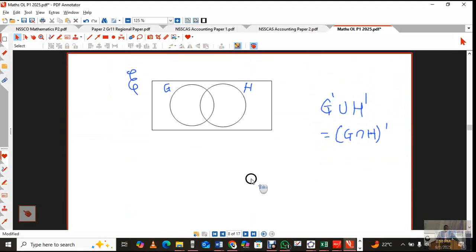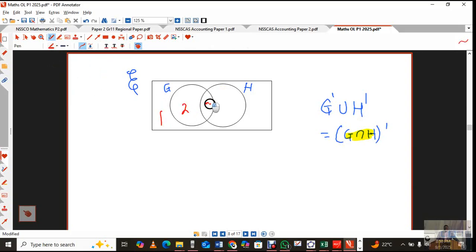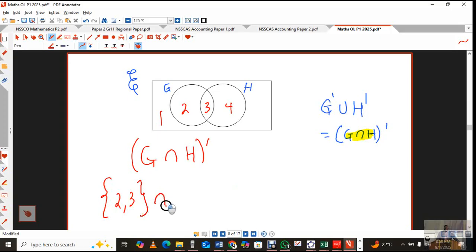So let's say they gave us the question this way. Again, I'll start off by using my numbers. I put a number in every region, 1, 2, 3, 4, okay? And we're going to have G complement of H, G intersection H complement, all of that. So what is the stuff in G? G is 2 and 3. And then what is the stuff in H? The stuff in H is 2 and 3. Are you with me?